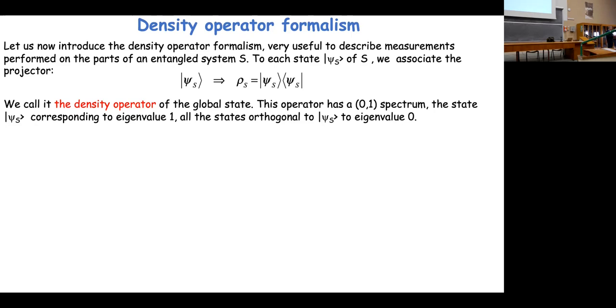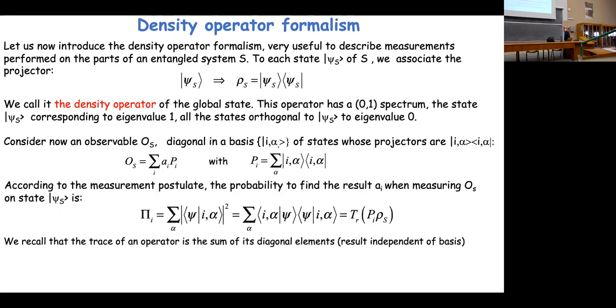What is the projector? The projector is a Hermitian operator which has two eigenvalues. The state psi S is the eigenstate with eigenvalue 1, and all the states which are orthogonal to psi S are eigenstates with eigenvalue 0. So the projector is a very simple operator. It has two eigenvalues, 1 and 0: eigenvalue 1 for the state you are considering, and eigenvalue 0 for all the orthogonal states. So what is the interest of this operator? This operator is called the density operator. And now I just want to express with this density operator the postulates of the quantum measurement.